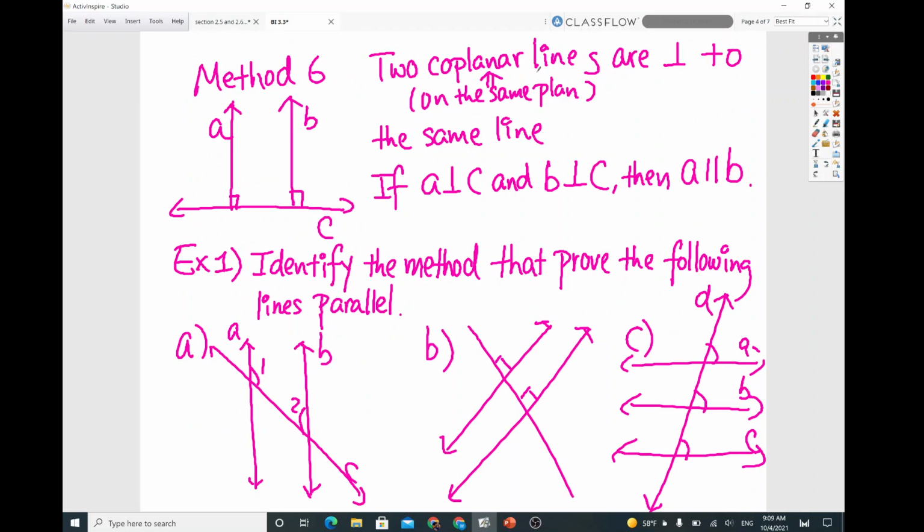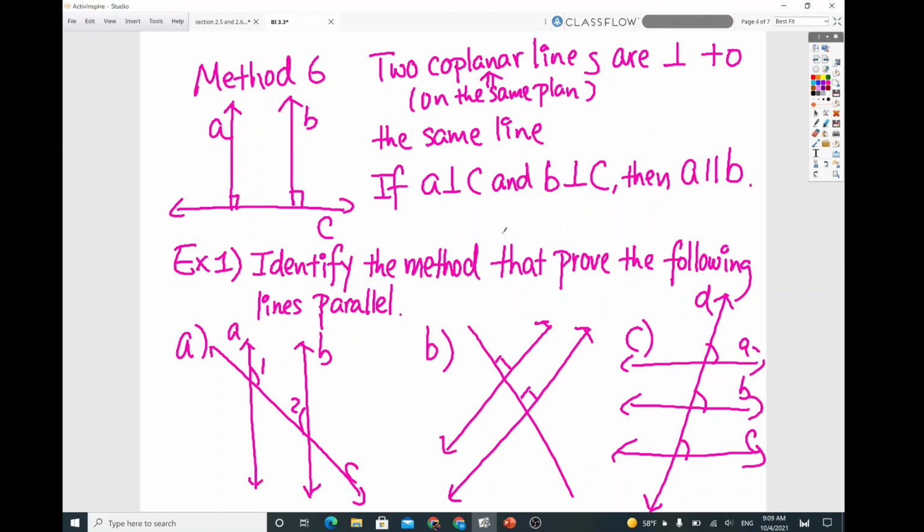And also, two coplanar lines perpendicular to the same line are parallel. Let's say ray A is perpendicular to line C, and ray B is perpendicular to line C. Therefore those two rays, A and B, are parallel. This one is coplanar lines perpendicular to the same line.